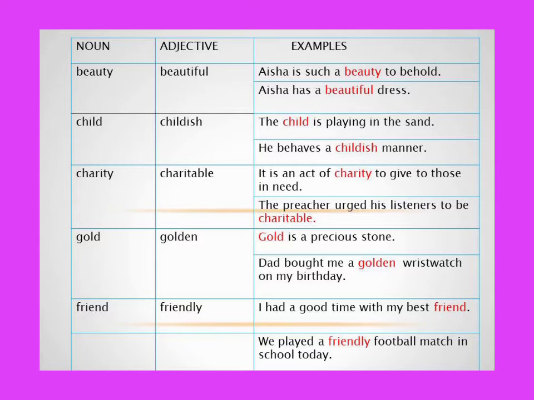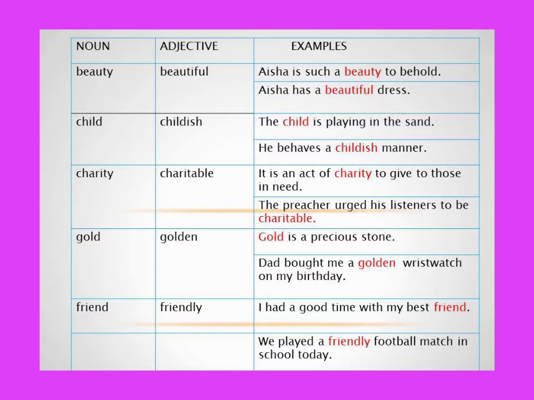Remember that in the course of converting words from noun to adjective, we may have to drop the letter y in words that end in y and take I, like we have done in beauty and beautiful, converting the y to I, the common rule of spelling. So Aisha is such a beauty to behold. Aisha has a beautiful dress.